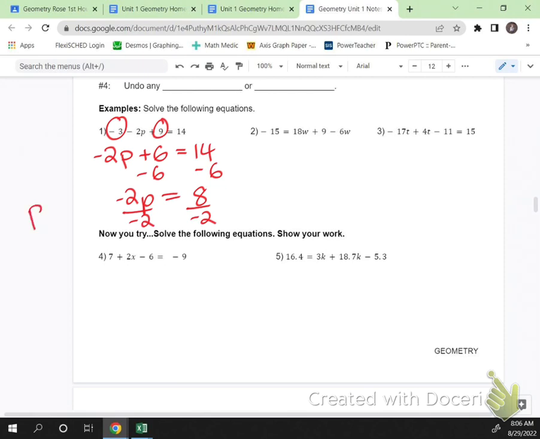When I divide a positive by a negative, what do we get? Negative. And this is going to be negative 4.